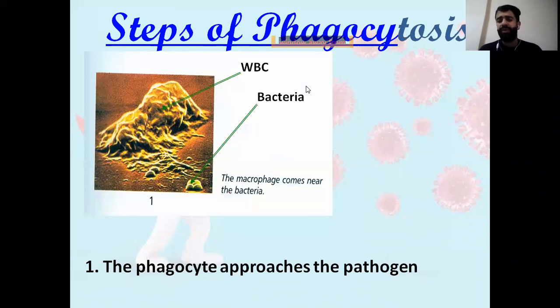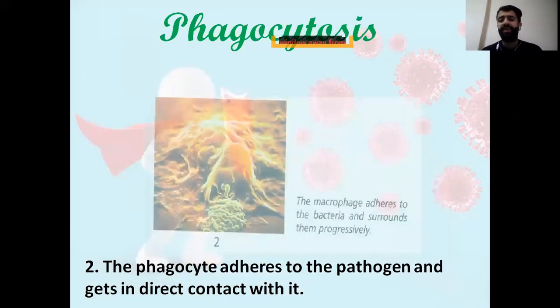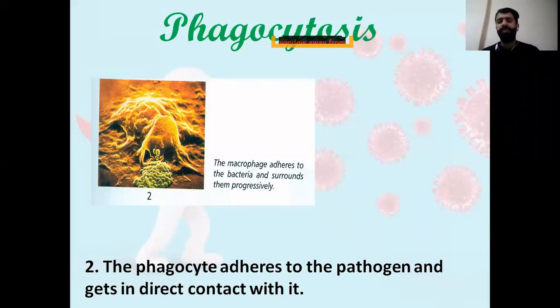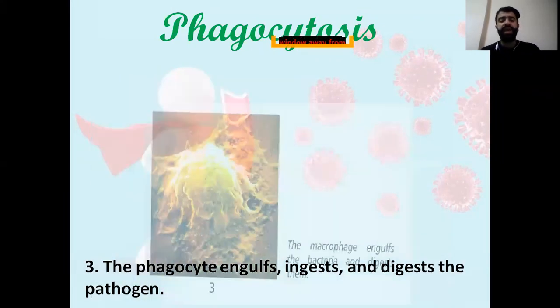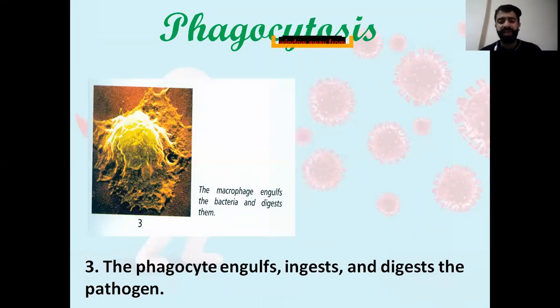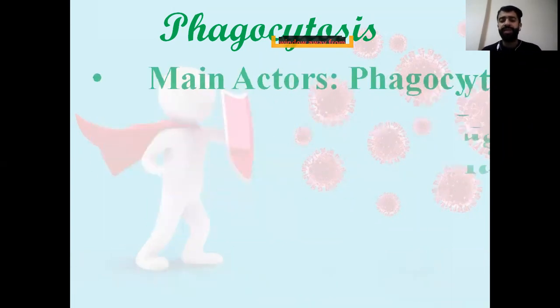And the phagocytosis steps: first, the phagocyte will approach toward the pathogen. In this figure, we have the macrophages coming near the bacteria. Then the second step, the phagocyte will adhere to the pathogen and get in direct contact with it. And then the third step, the phagocyte will engulf, ingest, and digest the pathogen. These are the three important steps for the process of phagocytosis.